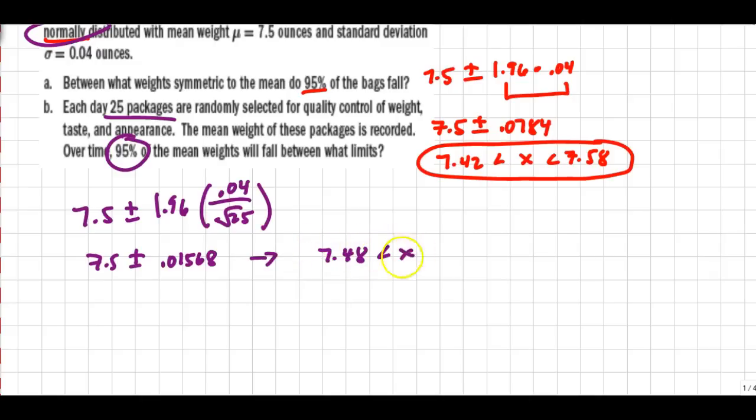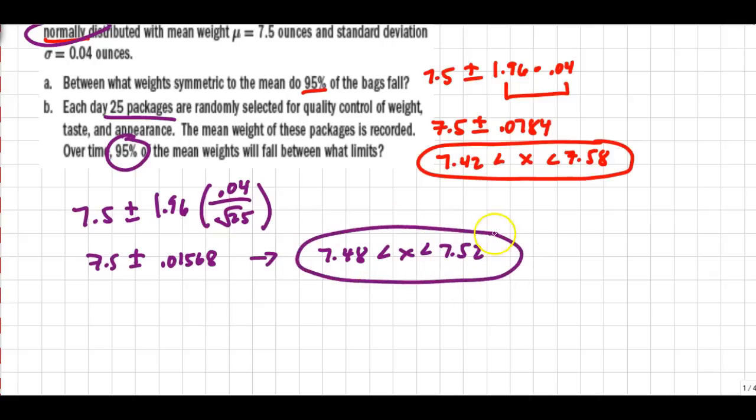And so when we do that, we get 7.48 and 7.52. Now notice that the range or the span of numbers in between the two that we got are more narrow than what we got on the previous question. Remember that we're doing a sample here, and so we're dividing the standard deviation by a number. We're making the standard deviation smaller, so it will be less spread out. So the sample size confidence interval should be smaller than the original population.